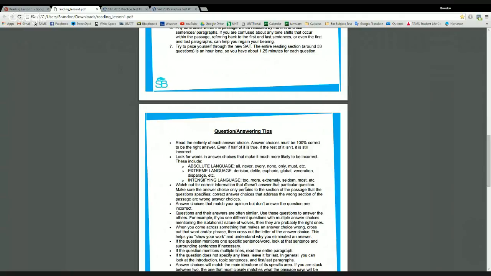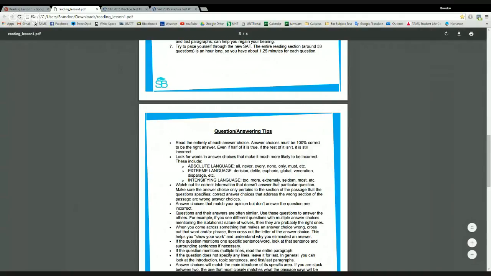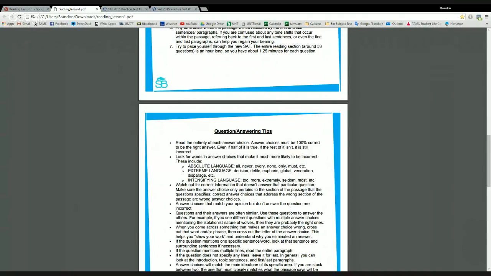Watch for correct information that doesn't answer that particular question. Make sure the answer choice only pertains to the section of the passage that the question specifies. So make sure you answer your questions based on the passage and the area that's given rather than the whole passage itself, because it's usually based on the area given, like a few lines above and below in context.